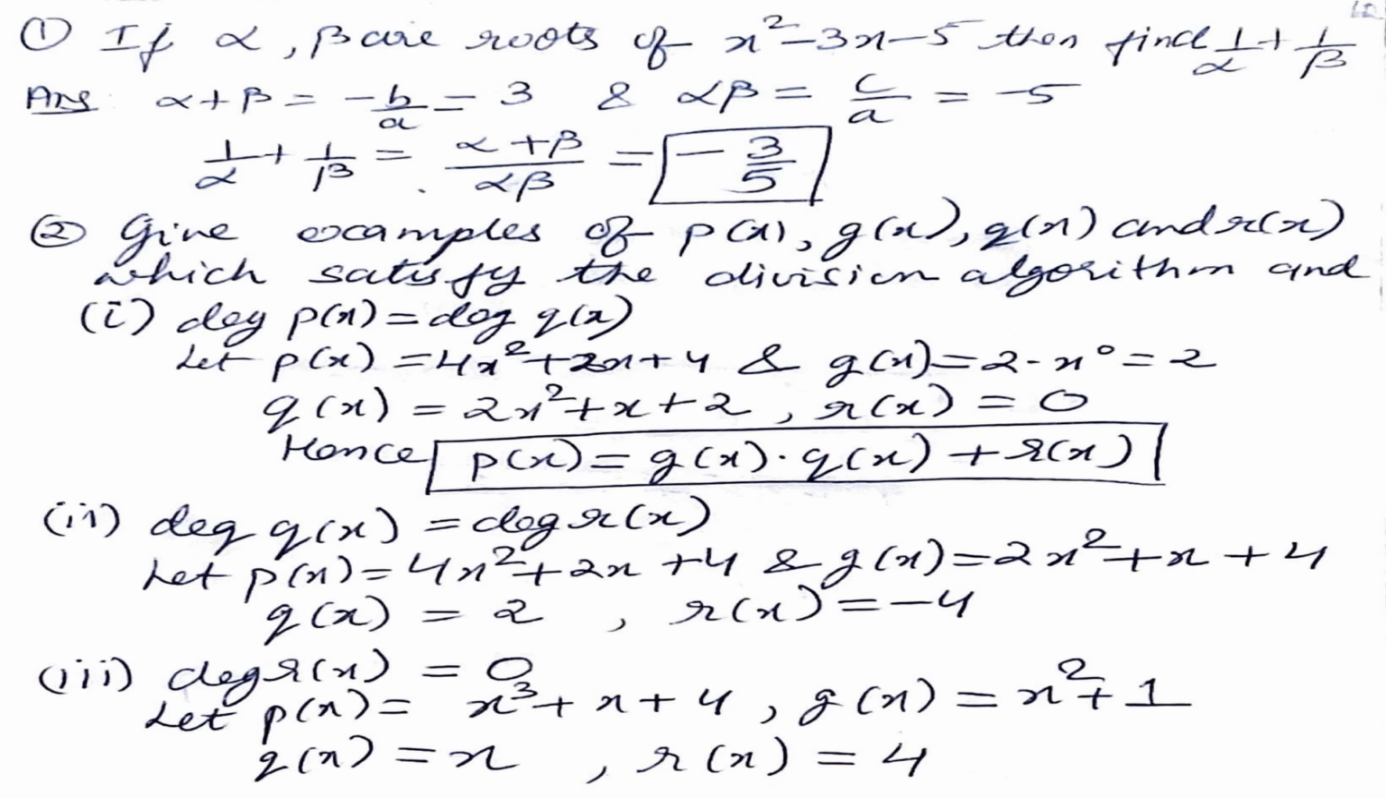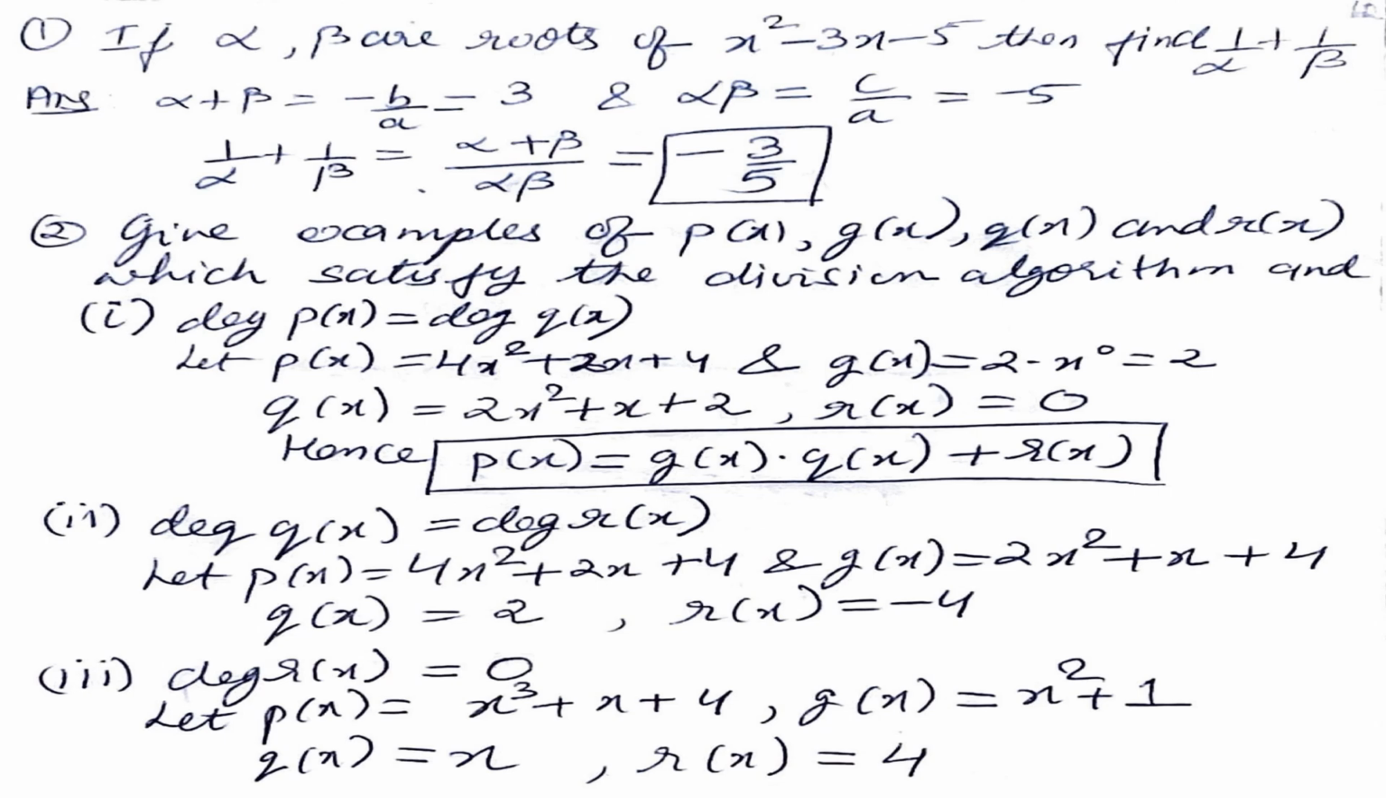Now for example, take p(x) equal to 4x square plus 2x plus 4. Now if I want the degree of q(x) also to be same, means g(x) or the divisor should be of degree 0. So let g(x) equal 2 into x raised to 0, which is nothing but 2. So when I divide 4x square plus 2x plus 4 by 2, we get quotient as 2x square plus x plus 2. So here our condition is satisfied that degree of p(x) and q(x) are same. Remainder will be 0 over here. You can put the values and verify the algorithm.